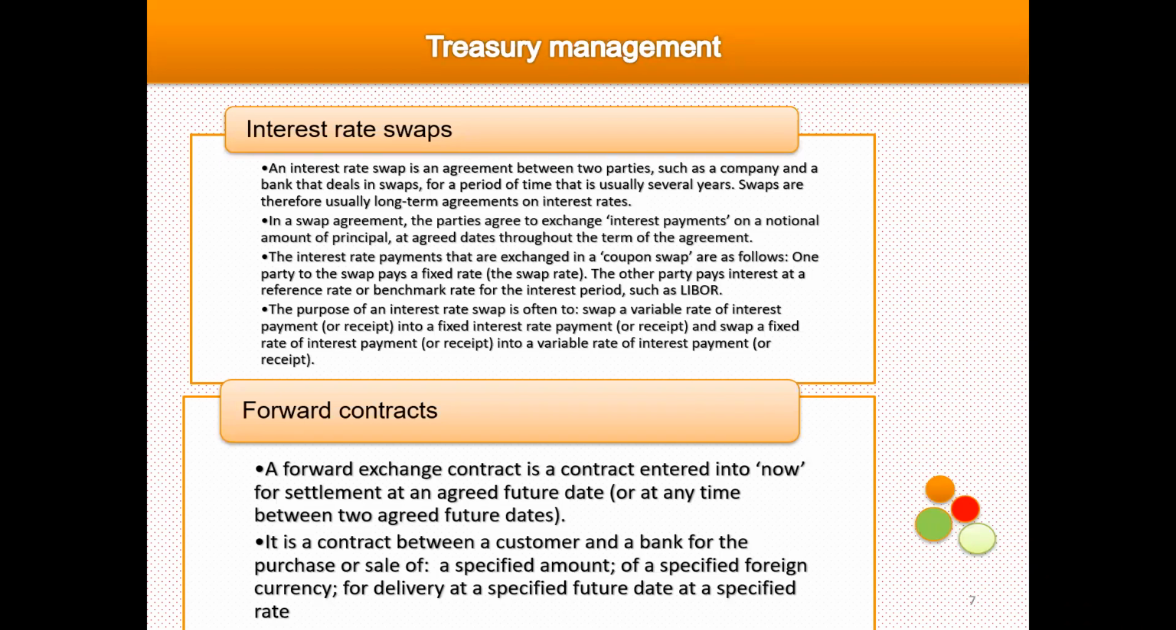So the purpose of an interest rate swap is often to swap a variable rate of interest payment into a fixed interest rate payment, and swap a fixed rate of interest payment into a variable rate of interest payment. I hope it's clear, because both fixed interest and variable interest have their own advantages depending on where you are sitting, right? So if I'm a borrower, I would love my interest rate to be fixed, especially in a country where things are fluctuating up and down. If the rate is variable, it might go against me. So I might want a fixed interest rate.